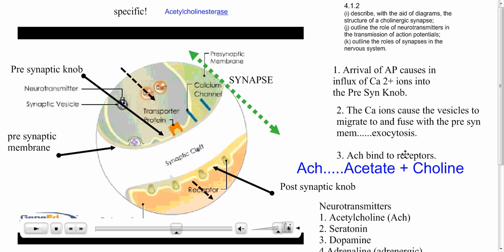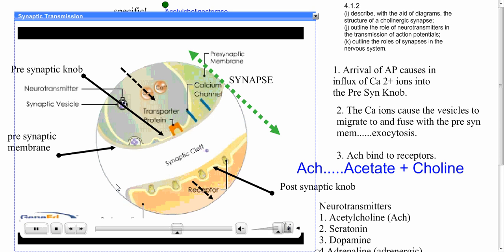When the acetate and the choline are produced from the acetylcholine, those molecules are released back into the synaptic cleft, and they will go back over to the presynaptic membrane. Just play the animation. This is where the transporter protein kicks in, because it's going to take the acetate and choline and put them back into the presynaptic membrane. You can see some going in here. And it's going to reform them, so acetate and choline back together again.